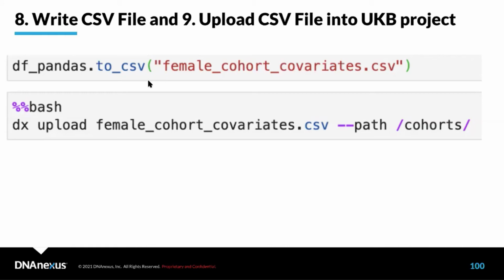So now that we've got our data frame in pandas format, we can use the to_CSV method to save it as a CSV file. So we're going to save our pandas data frame as female_cohort_covariates.csv. We'll use a cell magic to get this from the Jupyter instance storage into our project storage. And we'll save it into our cohorts folder in the project. So now that that is done, we can go and do downstream analysis.